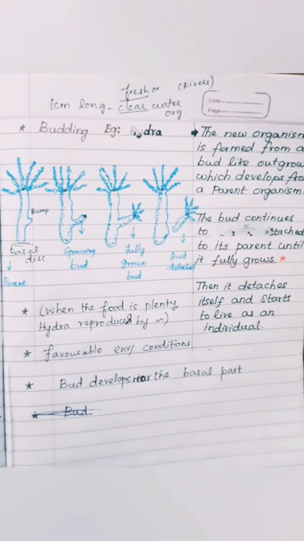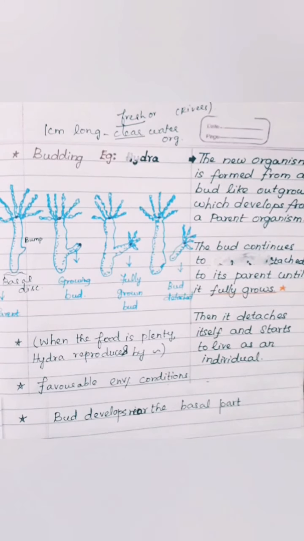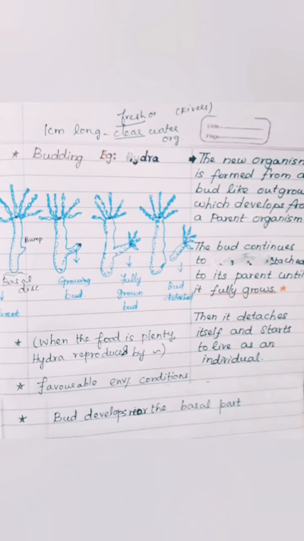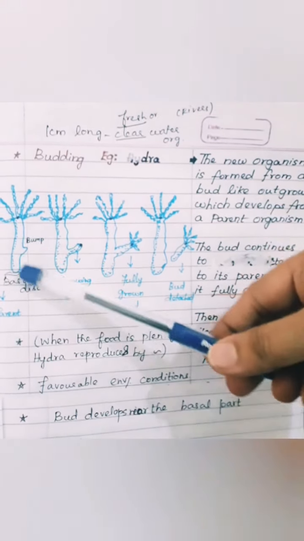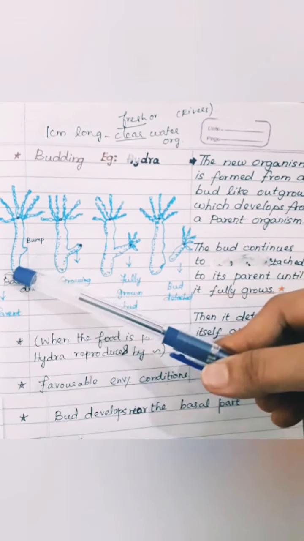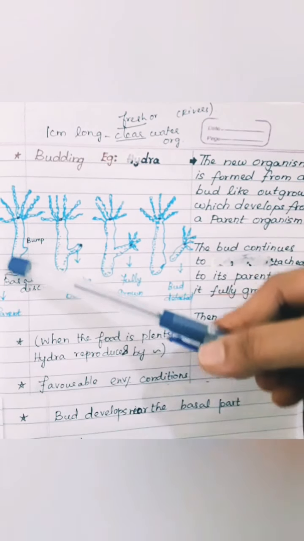Okay, now the second type of asexual reproduction which we are going to see is budding. This budding takes place in a freshwater multicellular organism called hydra. So what is a freshwater organism? It will not live in seawater, it will live only in freshwater like rivers. This hydra is basically 1 centimeter long, and it starts reproducing asexually when it gets more nutrients, when there is more availability of food. Then the hydra will form a small bump, a small protrusion at the base of the organism.